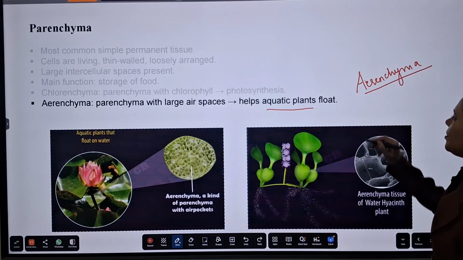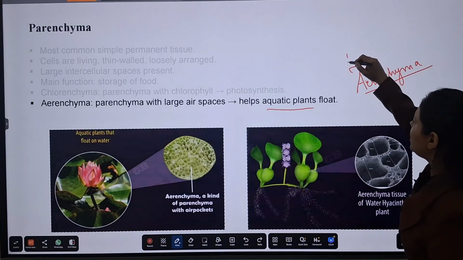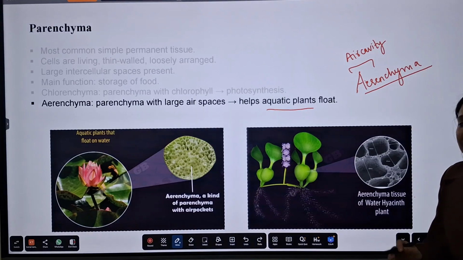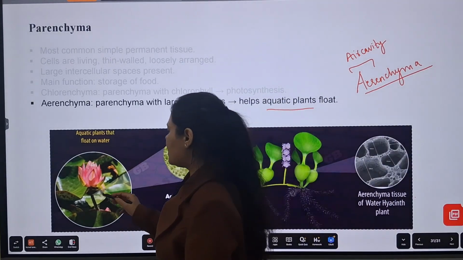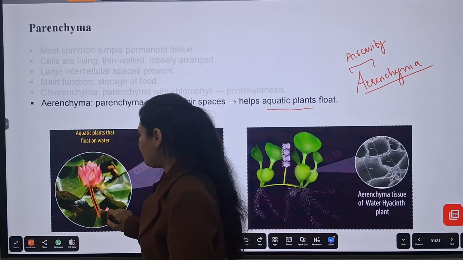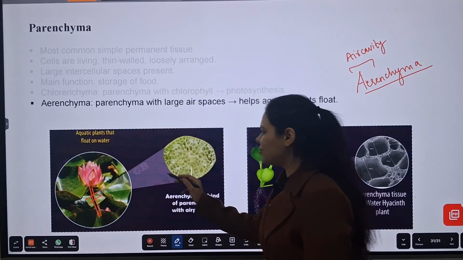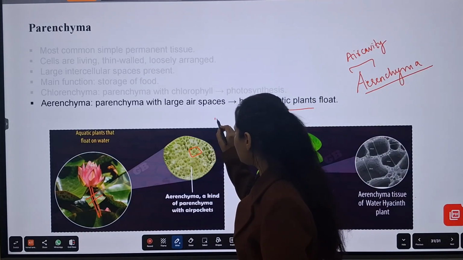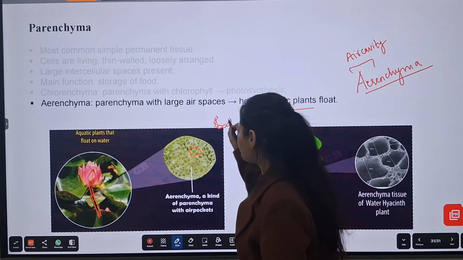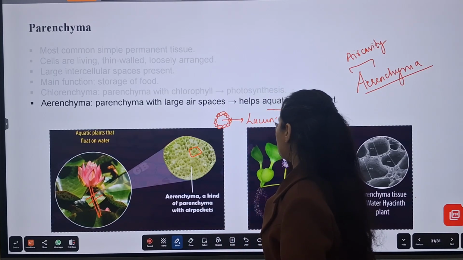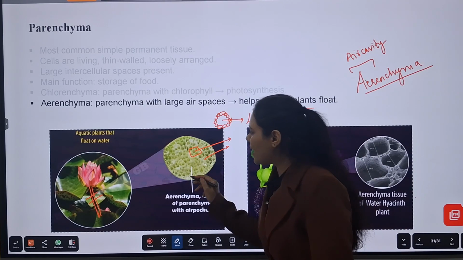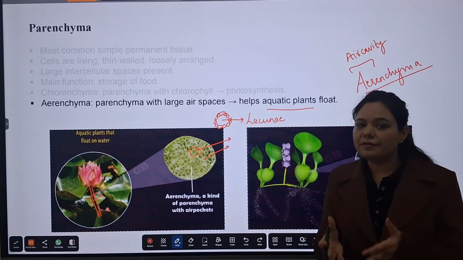It is called aerenchyma. Air cavities are present between parenchyma cells, many air cavities. If we see an example of an aquatic plant, this is lotus, and if we cut a transverse section, that section is going to look something like this under the microscope. If we enlarge this, these are parenchyma cells, and they have air cavities. We call these air cavities lacunae. These empty spaces are present between parenchyma cells in the petiole of lotus.